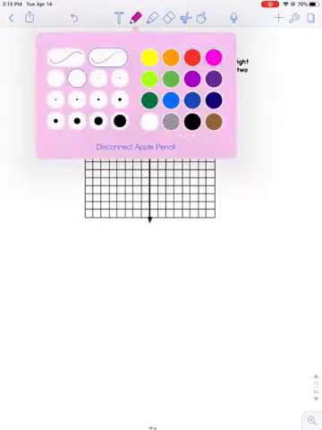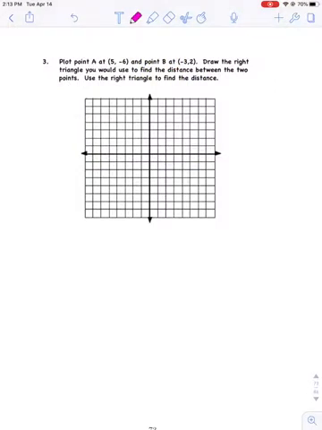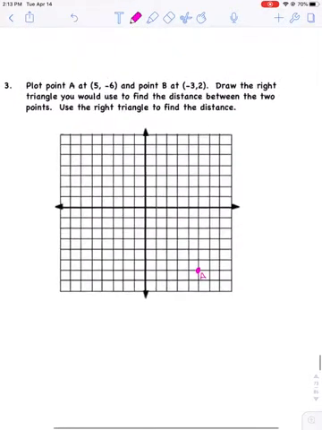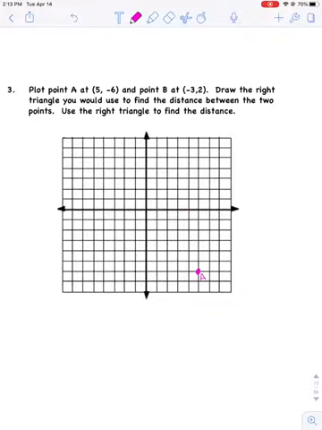All right, so I'm going to go ahead and plot the points. So A is at (5, -6). So 1, 2, 3, 4, 5. 1, 2, 3, 4, 5, 6. So there's A. And B is at (-3, 2). 1, 2, 3, 1, 2. Here's B. Draw the right triangle you would use to find the distance between the 2 points.